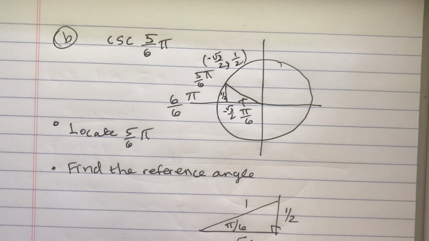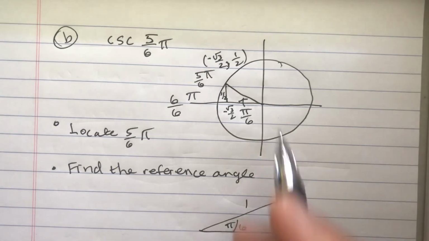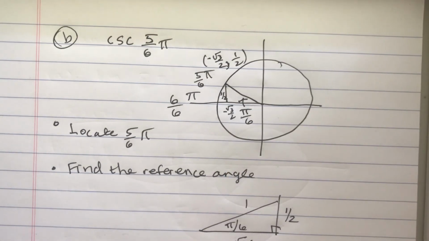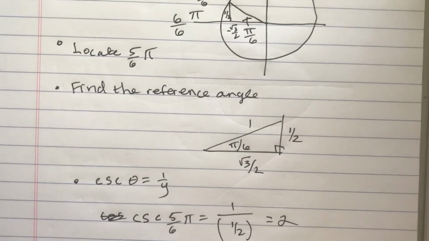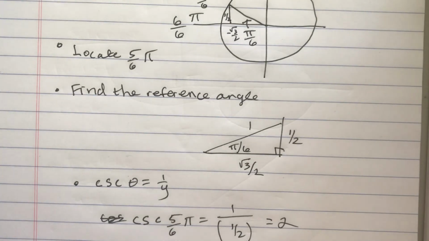So then cosecant theta is equal to 1 over y. So cosecant 5/6 pi is going to be 1 over, well, y is 1/2. So therefore that gives 2. It's sort of involved.